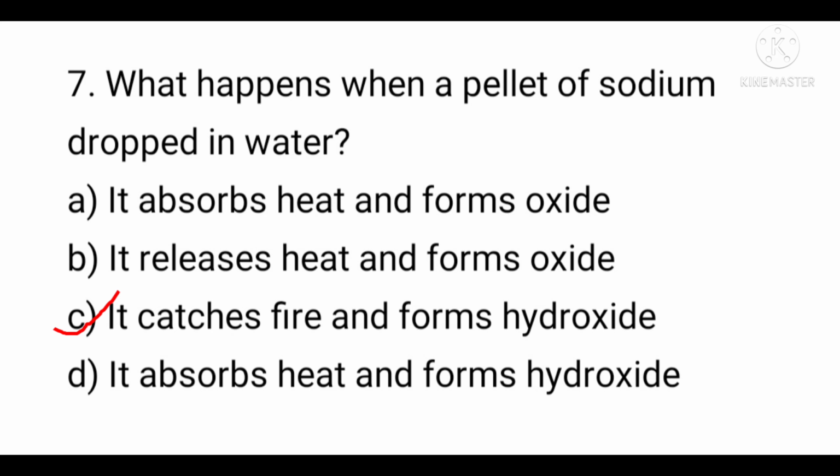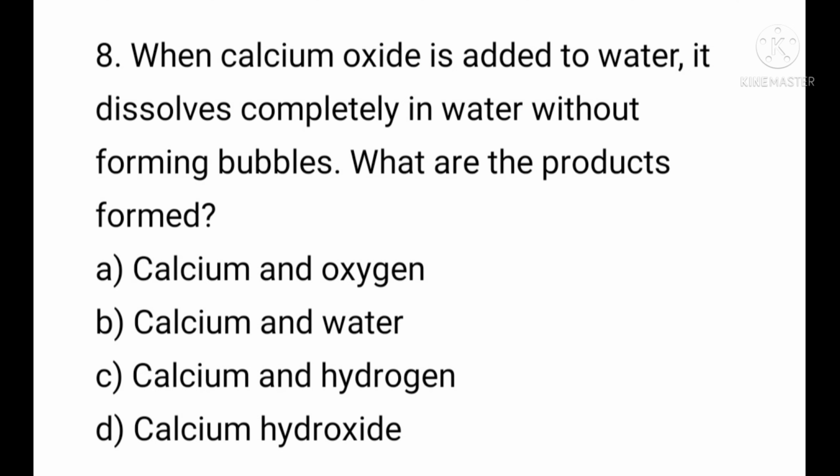Sodium reacts with water to form sodium oxide and hydrogen. This is a highly exothermic reaction and therefore the evolved hydrogen catches fire and the sodium oxide dissolves in water to form sodium hydroxide.